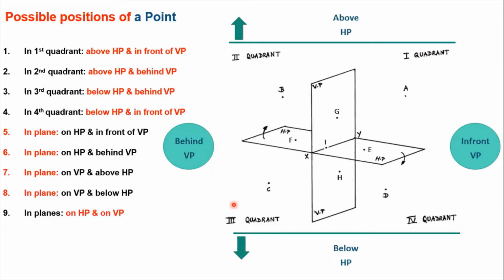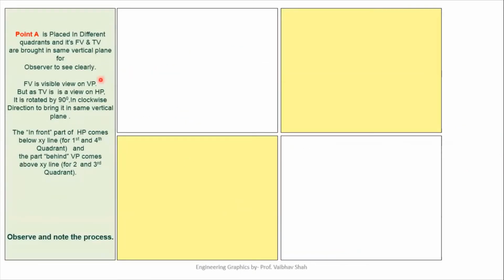So let us check out these 9 positions separately. In this we'll have one point A, which will be placed in the different quadrants, and its front view and top view are brought into the same vertical plane for the observer to see clearly. As we know, the front view is the view on VP, but as the top view is a view on HP, it is rotated by 90° in the clockwise direction to bring it into the same vertical plane. So in the procedure, the part in front of VP comes below your XY line for the first and fourth quadrants, and the part behind VP comes above your XY line for the second and third quadrants.